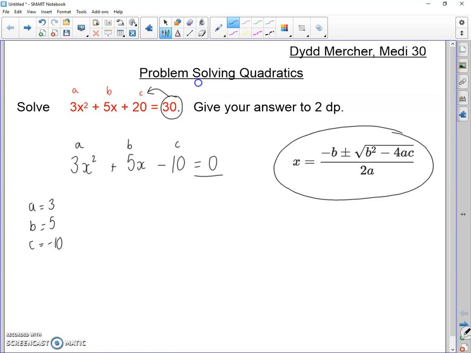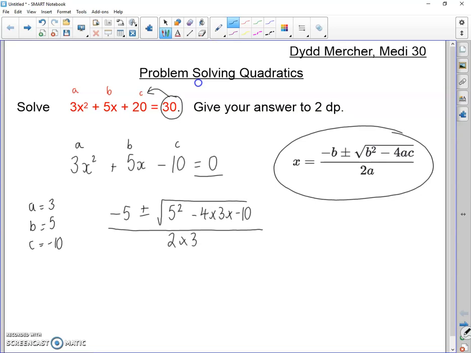Remember, the plus minus sign means you do the equation twice, once with a plus and once with a minus. So we've got on the top minus b, which will be minus 5, because it was positive to start with, plus or minus the square root of 5 squared minus 4 times 3 times minus 10. Now don't forget that minus on the minus 10, otherwise the calculator will say you've got an error. You'll be trying to work out something that's impossible. All divided by 2 times a, which is 2 times 3.